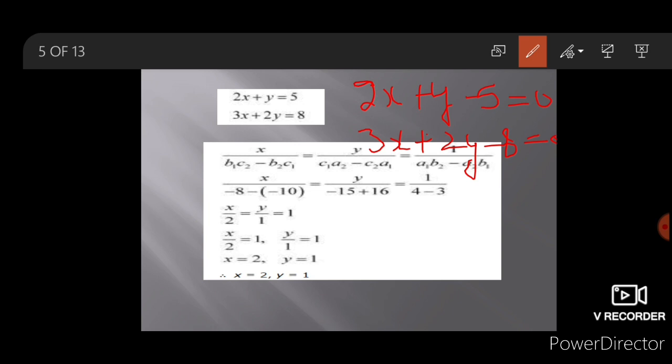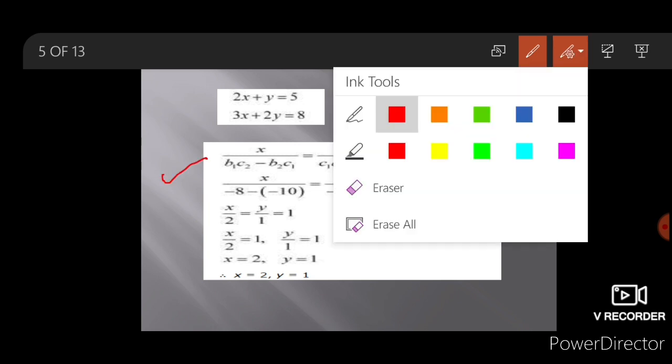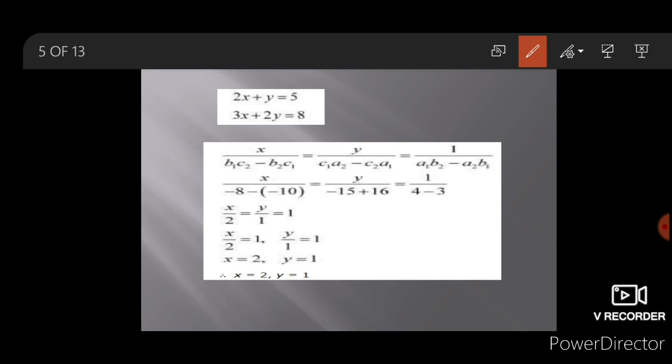Now this is our equation, this is our formula. Put the value of x, y, z, put the value of a1, a2, b1, b2 and c1, c2, and after putting the value we get this. Now compare first and last term, we get x is equal to 2 and y is equal to 1. Hence we get the value of x and y.